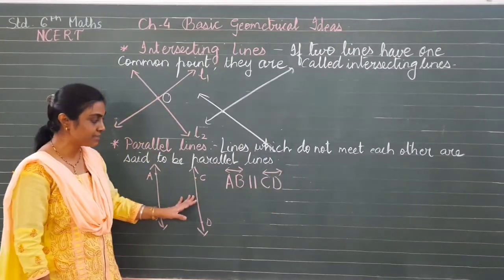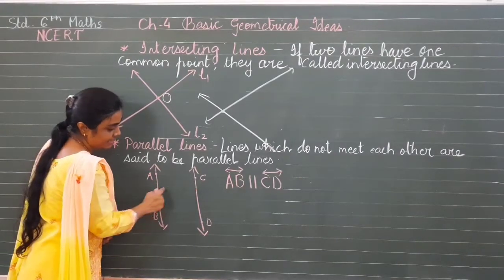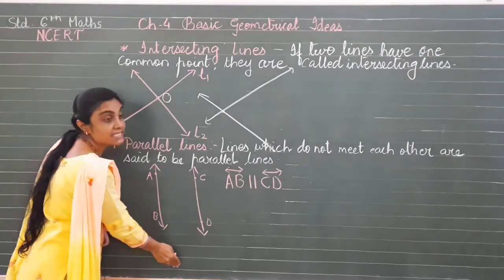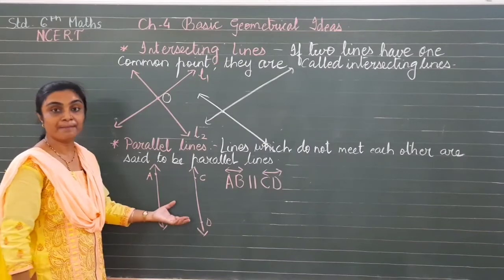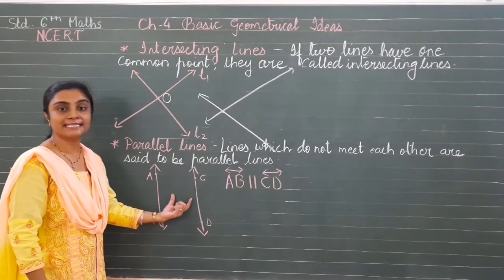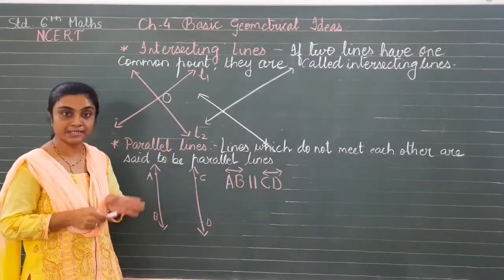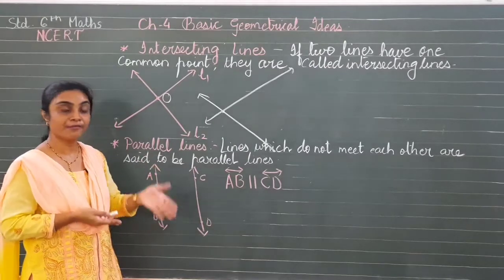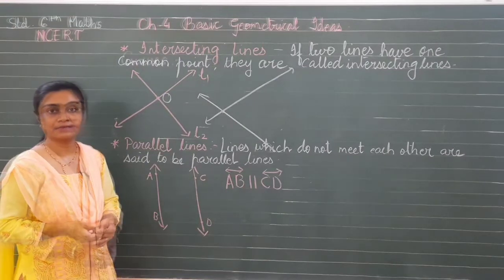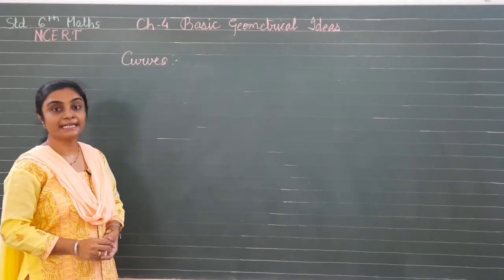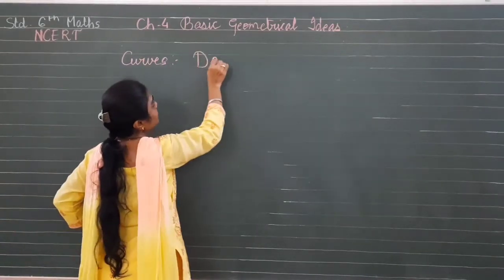They do not meet each other, and they keep the same distance. The distance between these two lines will be the same. It will not reduce or increase. It will go on parallelly. For example, the railway track is an example of parallel lines. The edge of a ruler runs in both directions parallelly, so the ruler is also an example of parallel lines. So this was about parallel lines. Now let us move to the next topic, that is curve. Curve means simple doodling. We call it doodling.